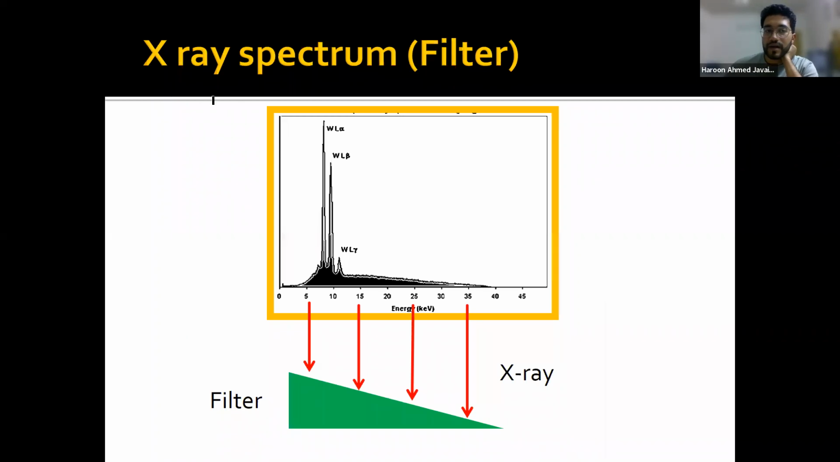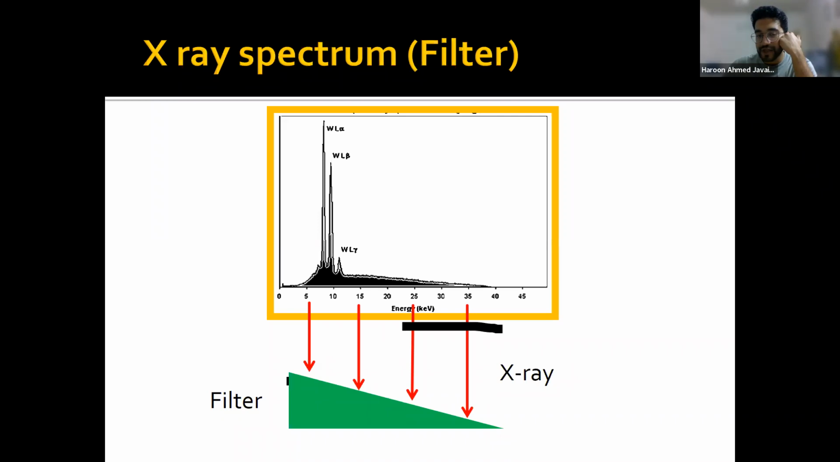So now let's talk about why we need a filter in image production. Basically, we want to get only the high energy radiation, right? Because the lower ones will just be absorbed in the body and will damage the body and won't be able to produce an image, right?